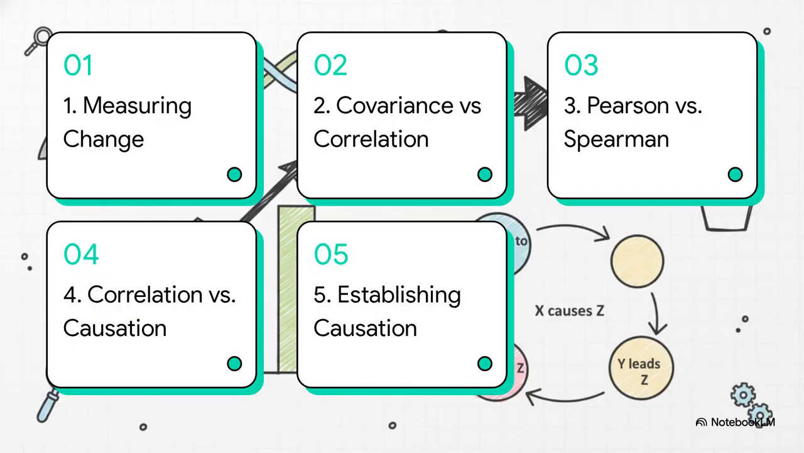So here's our game plan. First, we're going to talk about just spotting a pattern. Then we'll grab our basic tools for the job, covariance and correlation. After that, we'll figure out which specific tool to use, Pearson's or Spearman's. Then comes the big one. We'll tackle the infamous correlation versus causation trap. And finally, we'll lay out the actual roadmap for how you can prove one thing really does cause another.